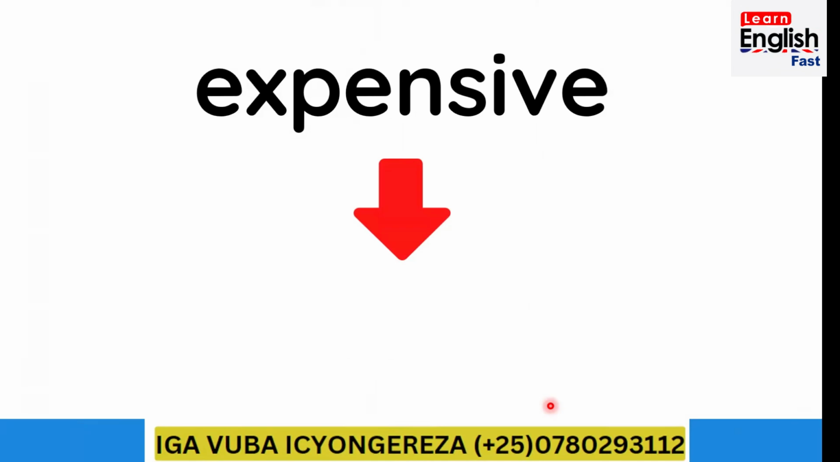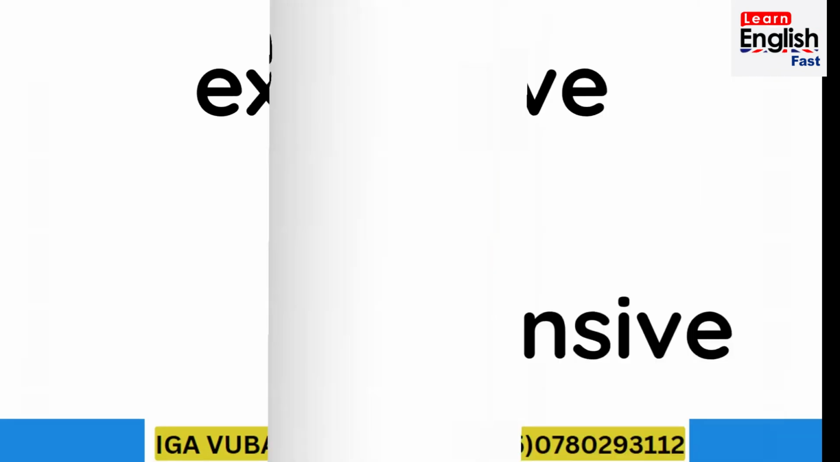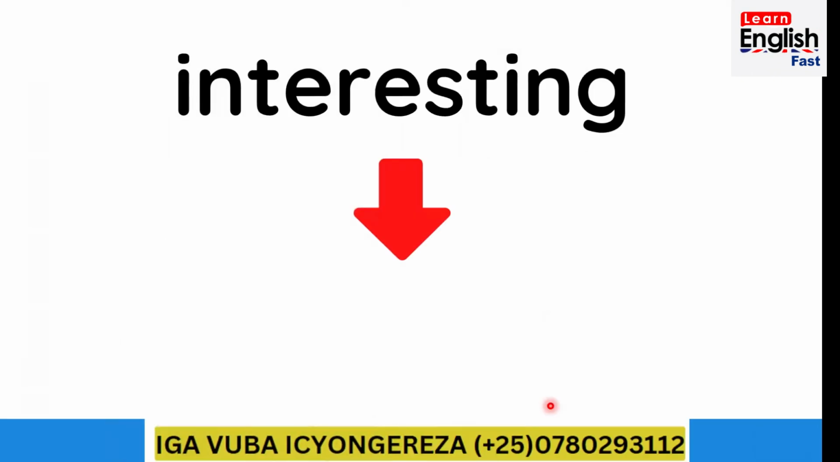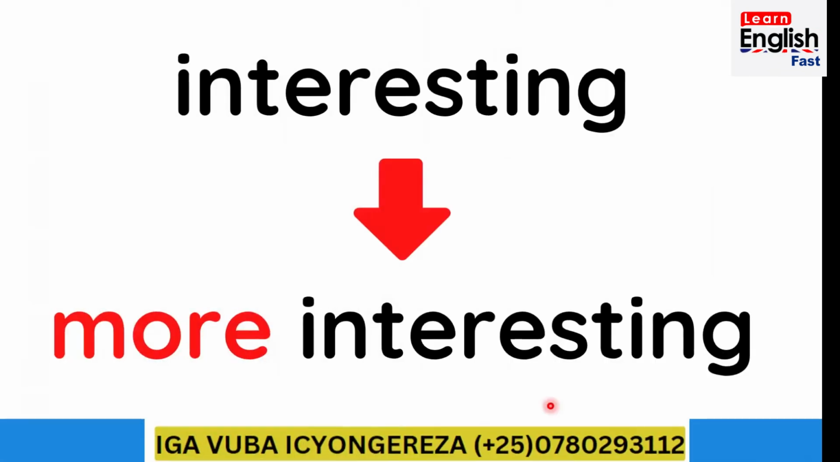Expensive. 1, 2, 3. It's more expensive. More expensive. Interesting. Interesting. 1, 2, 3. Interesting, we have more interesting. More interesting.